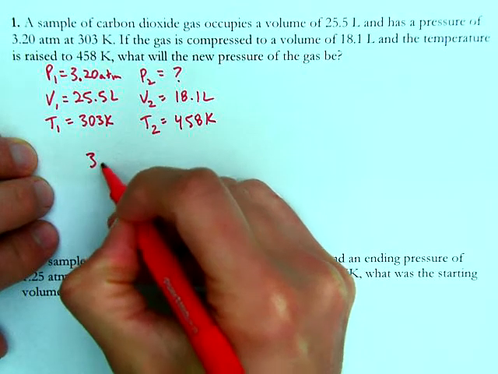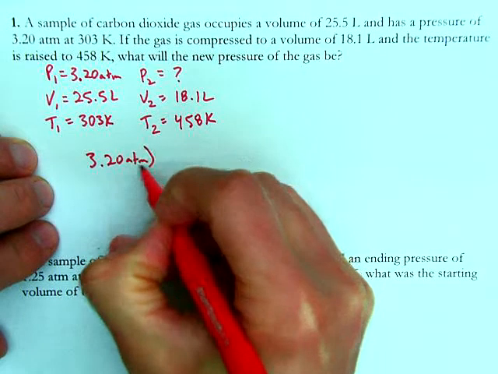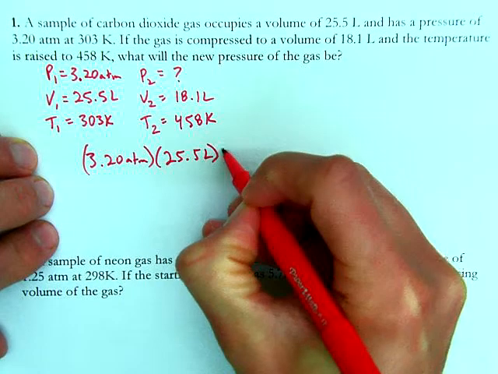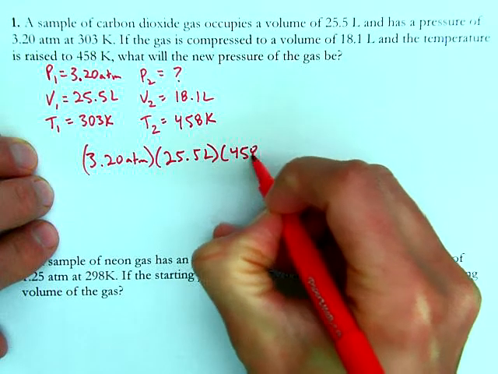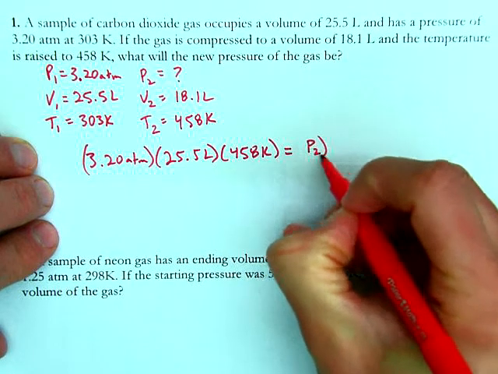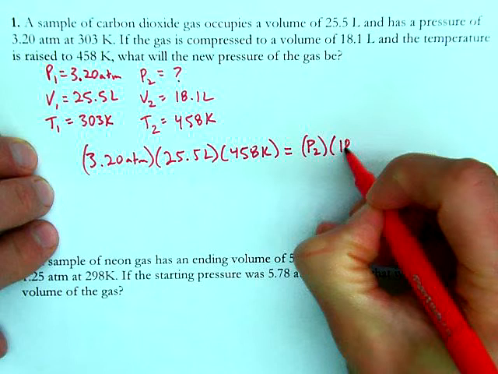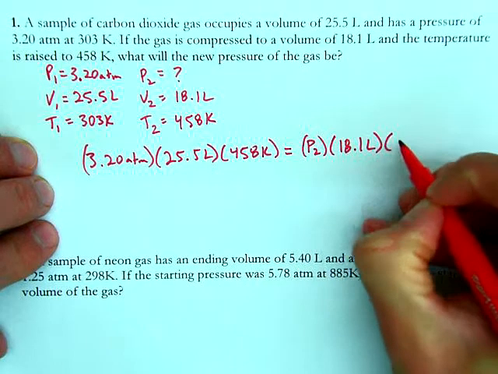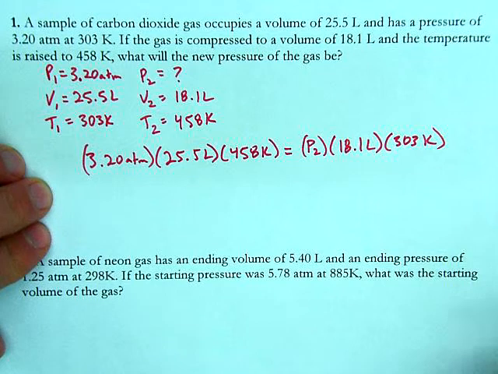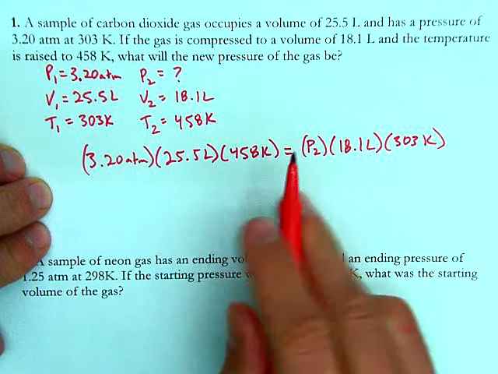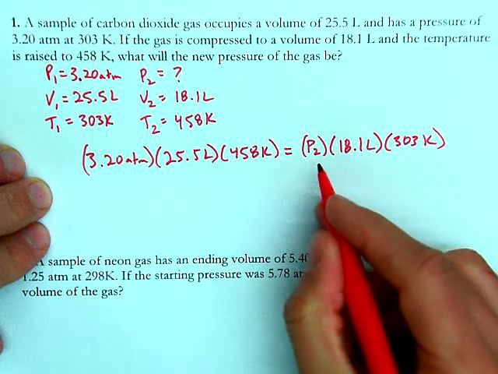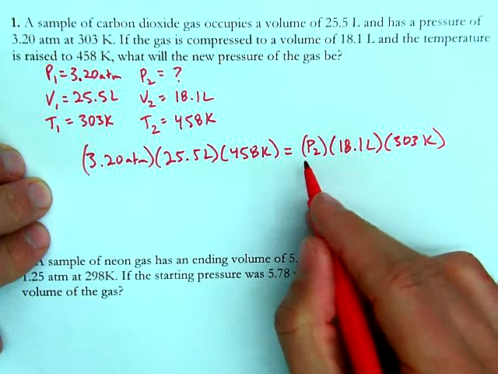Okay, so 3.2 atm, that's P1, times V1, 25.5 liters, times T2, which is 458 Kelvin, equals P2, which you don't know, V2, 18.1 liters, and T1, which is 303 Kelvin. So again, the most common mistakes are not converting to Kelvin or putting temperatures in the wrong place. We're solving for P2. That's what we're trying to find. So we need to get P2 all by itself on one side of the equal sign.